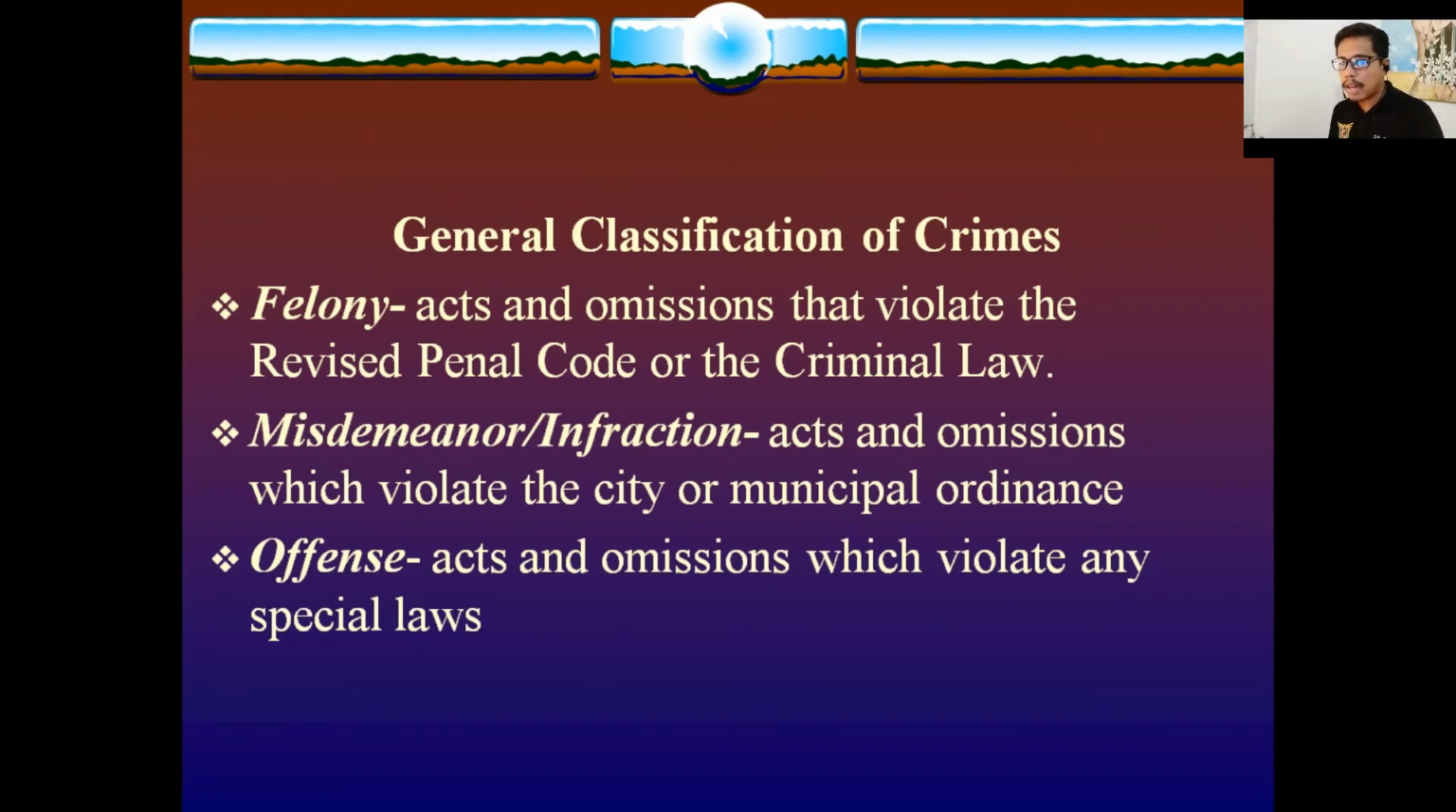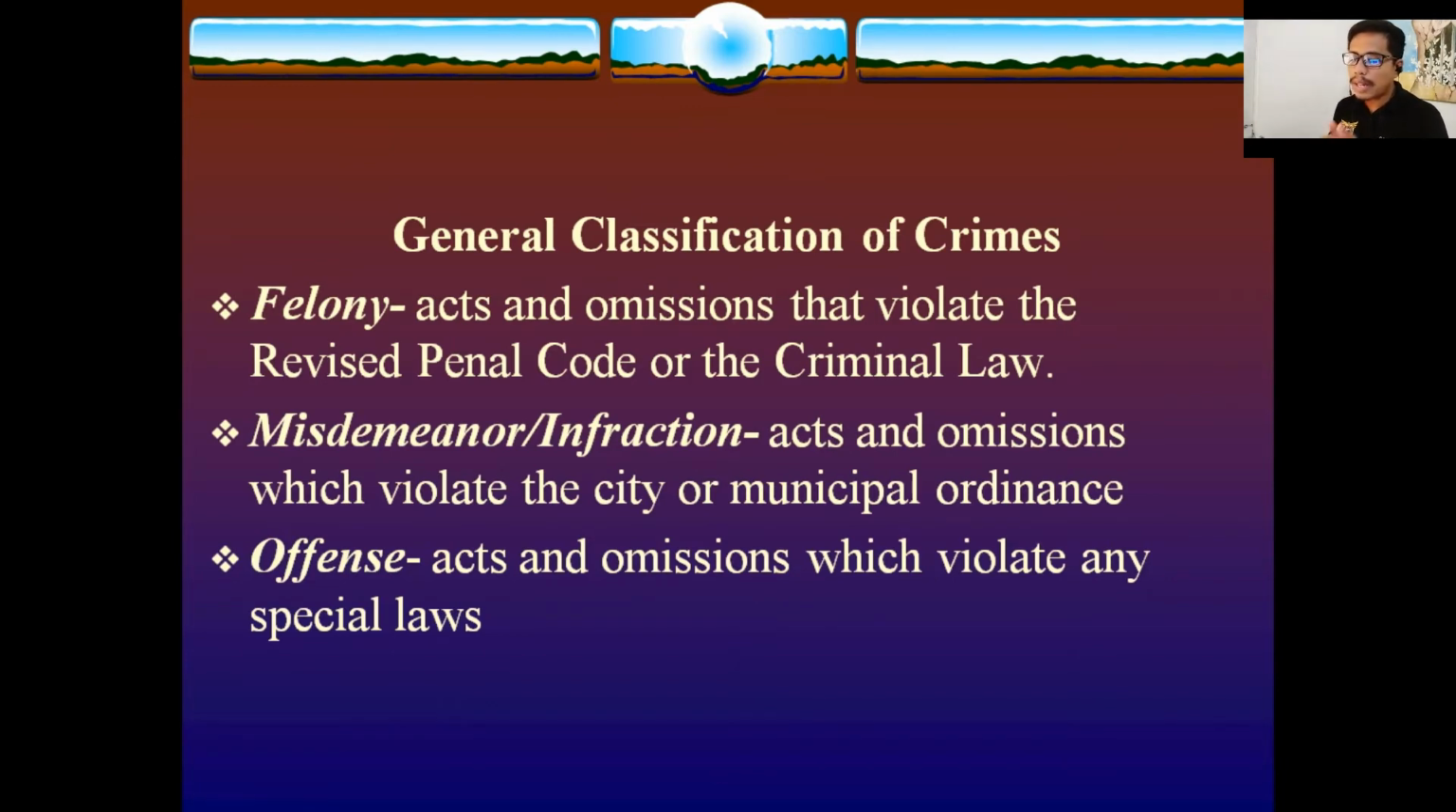But if a particular act or omission violates only the city ordinance or municipal ordinance, like for example, an ordinance on spitting, on throwing garbage, on curfew, on the observance of the pandemic, and the person violates an ordinance, whether it is a city, municipal, or barangay ordinance, the act or the omission shall be considered as a misdemeanor or infraction. If a particular act or omission violates any special law, that act or omission shall be considered as an offense.